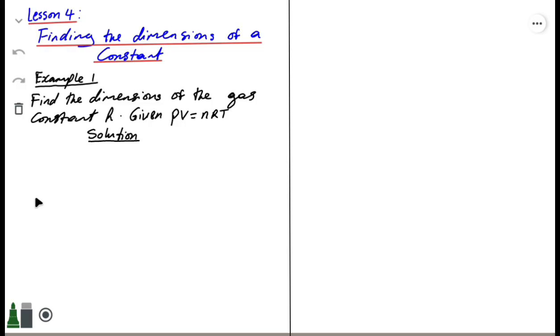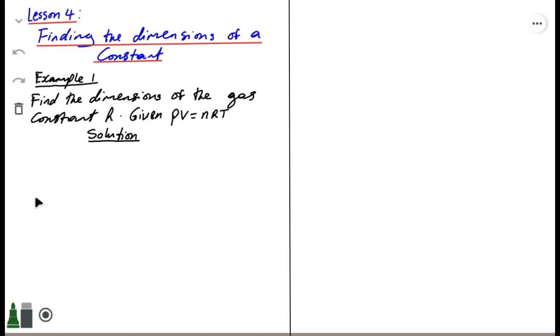So let's consider this example given here. The first example says we should find the dimensions of the gas constant R given that PV equals nRT. This equation is regarded as the ideal gas equation, and we can also call it the general gas law. Now, this particular equation evolved as a result of the combination of the three gas laws, that is the pressure law, Boyle's law, and Charles' law.